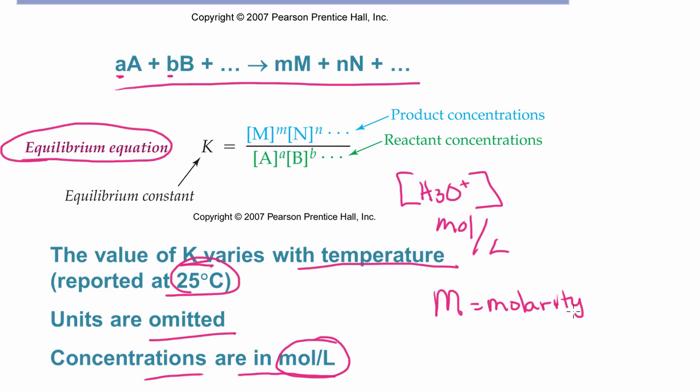So molarity. So let's say I have something that's 0.1 molar. Let's say that's potassium chloride. What that means is I have 0.1 moles of potassium chloride in 1 liter of solution.